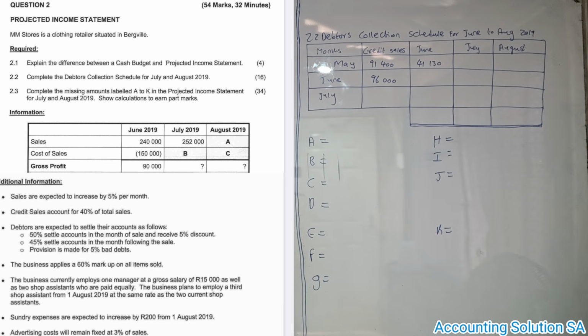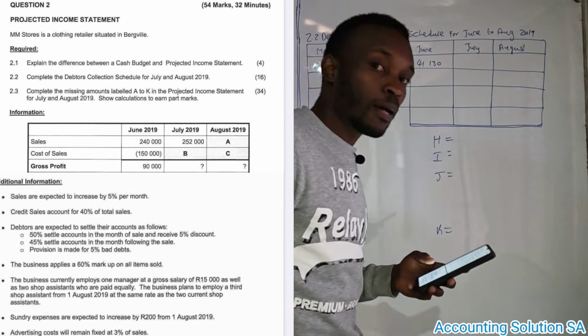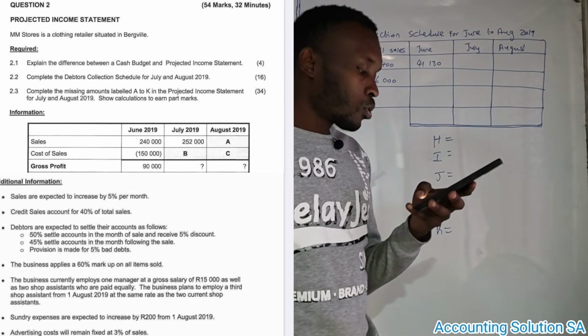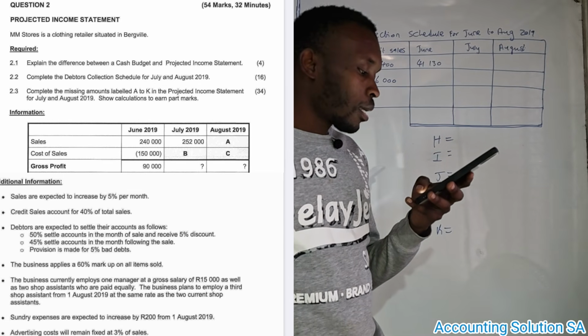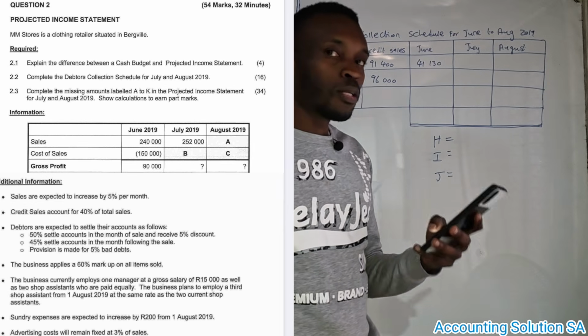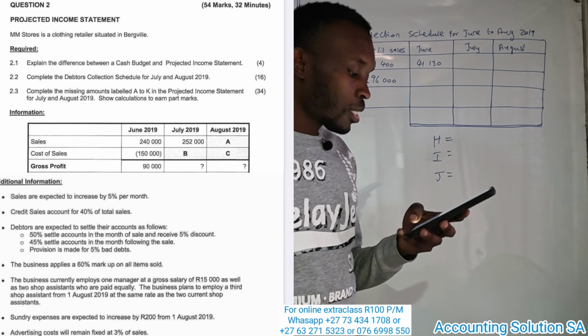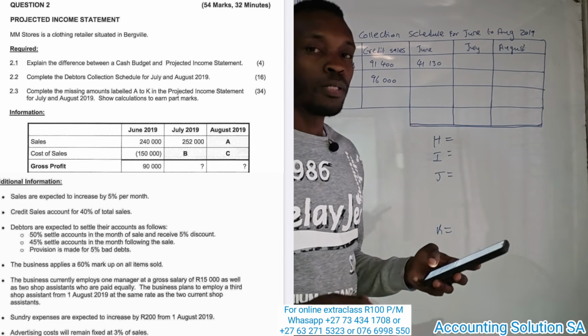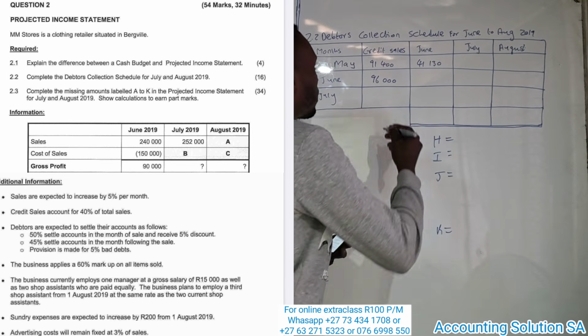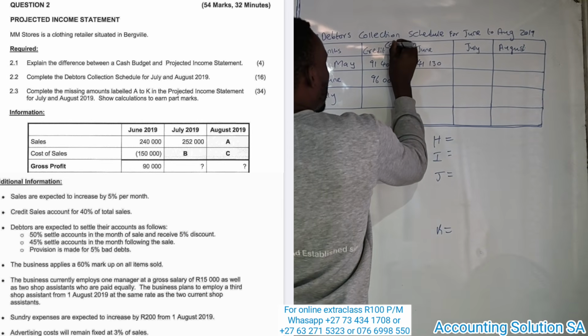They give us additional information. Sales are expected to increase by 5% per month. This one we're going to use when we do the projected income statement. Bullet number 2, credit sales account for 40% of total sales. If credit sales are 40%, it means that cash is 60%. Here it is going to be 40%.